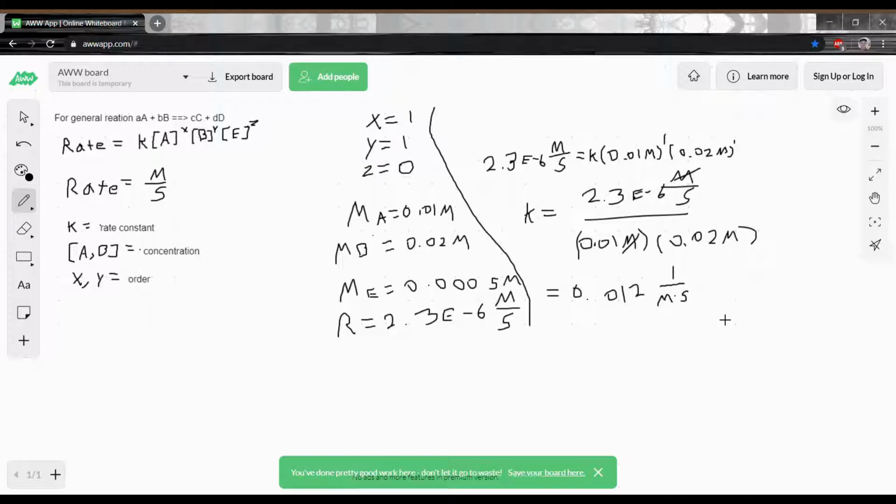Notice how the units of this reaction constant or rate constant are different from the previous example. That's because the order of our reaction changes our rate constant units. The units are dependent on the order of the reaction. This is just to make the units work out.